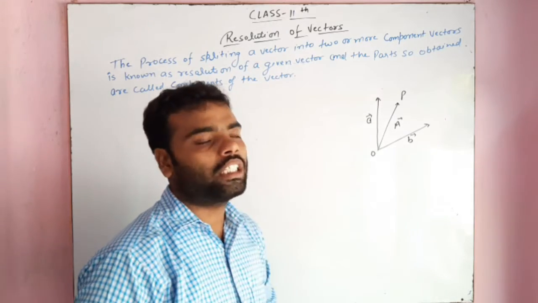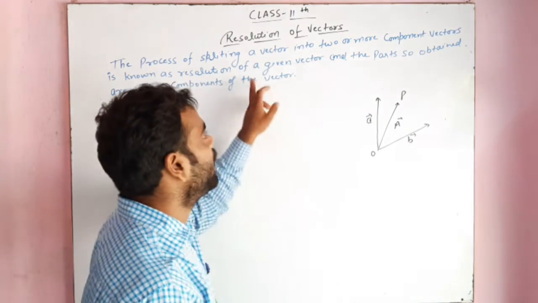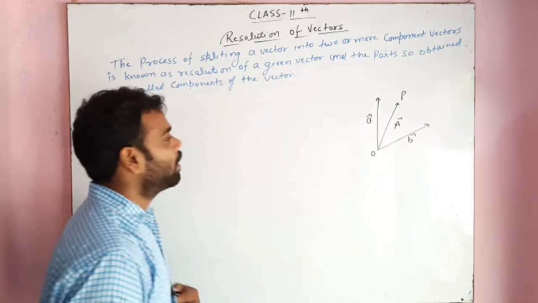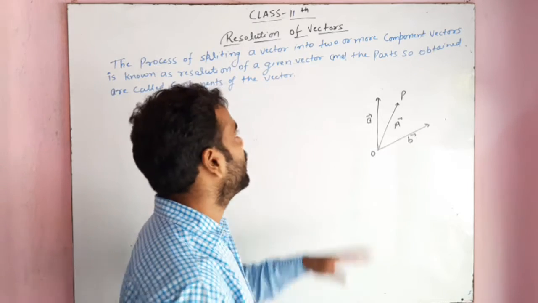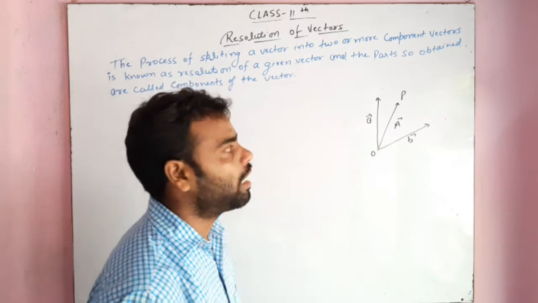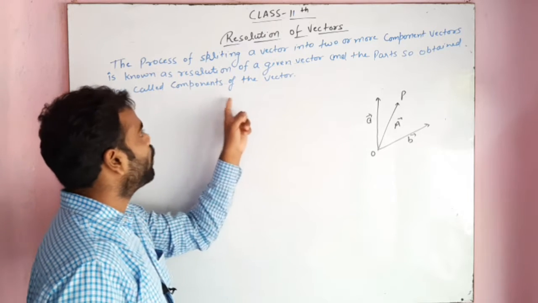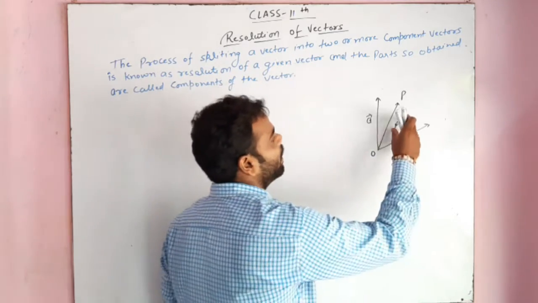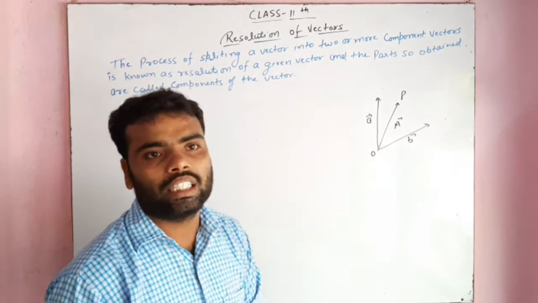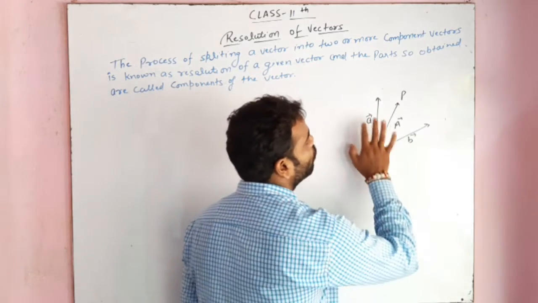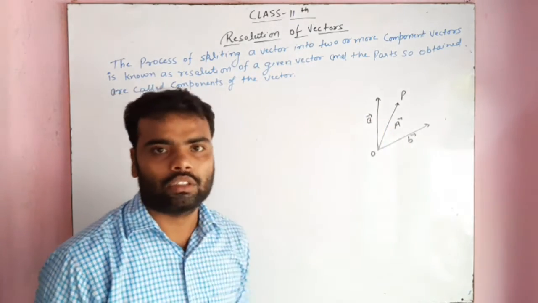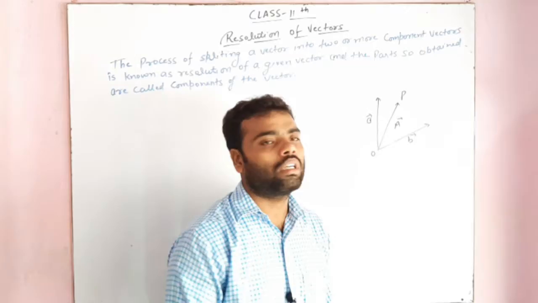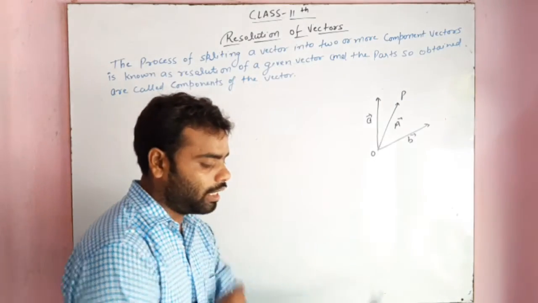So what is the resolution? The splitting of a vector into two or more component vectors is known as the resolution of vectors, and the components or parts obtained are called the components of the vector. So if a vector a is given to us, we can easily resolve it into two component vectors.